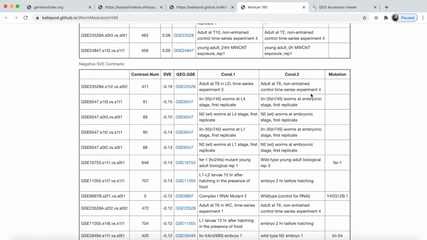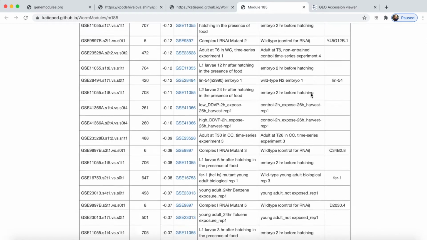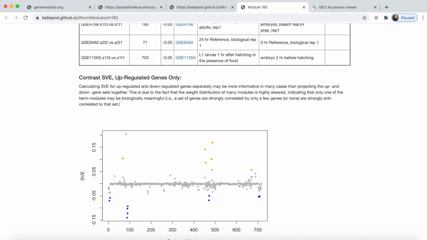Note that the order of condition 1 versus condition 2 is important to keep straight. If these two were switched, then the SVE would have the opposite sign because all of the fold changes would have the opposite sign too. The same type of analysis has been performed separately for the upregulated and the downregulated genes in each of the 716 contrasts. This can increase the sensitivity of module detection.